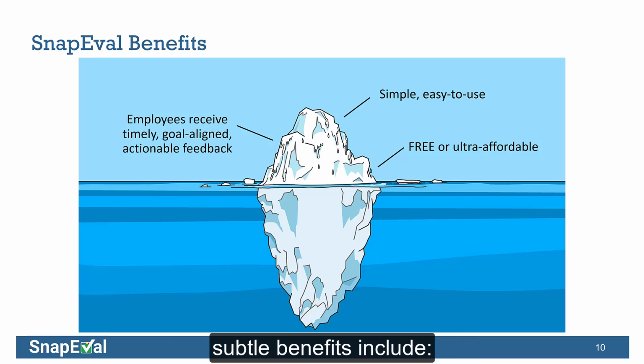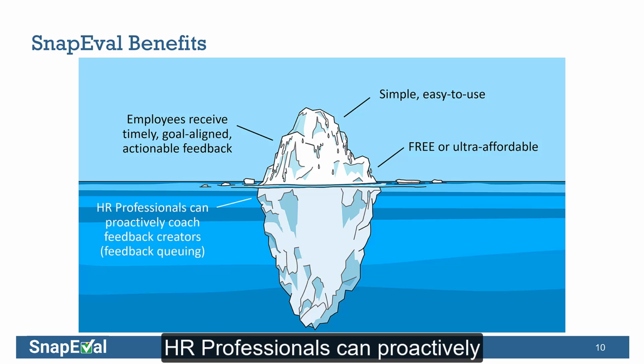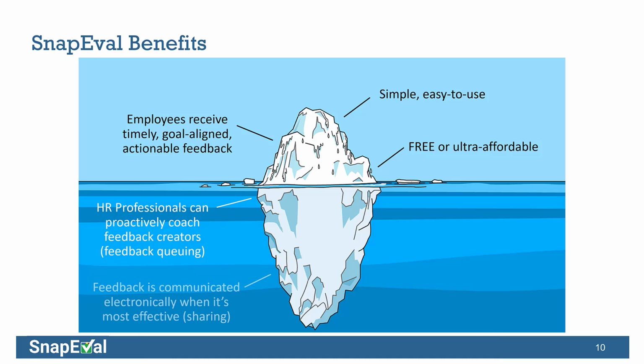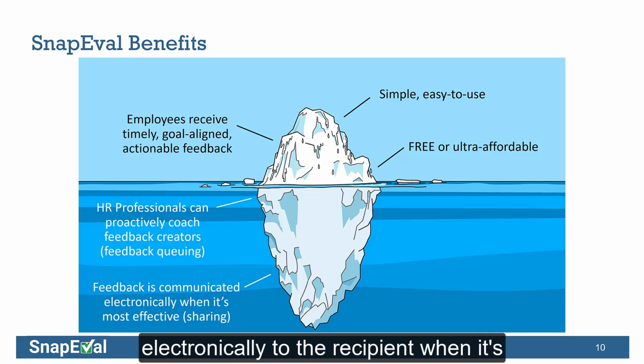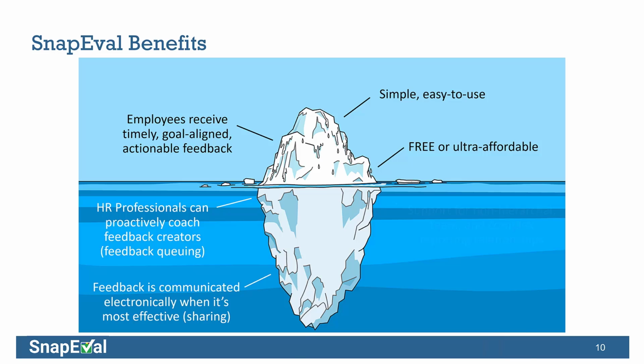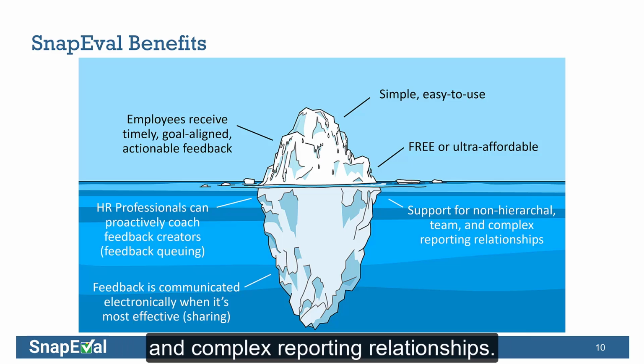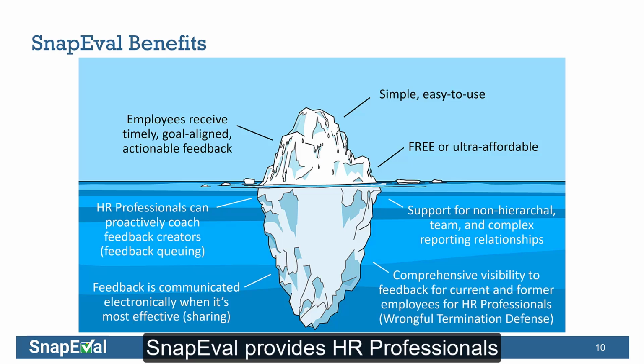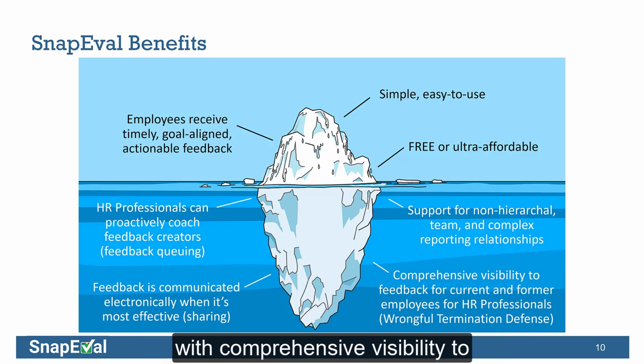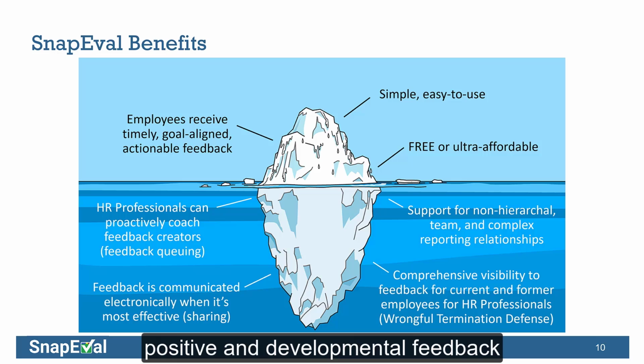Examples of some of the more subtle benefits include: HR professionals can proactively coach feedback creators prior to the recipient receiving the feedback. Feedback can be communicated electronically to the recipient when it's most effective, immediately when it's captured, or at a future point in time. SnapEval supports non-hierarchical, team, and complex reporting relationships. SnapEval provides HR professionals with comprehensive visibility to positive and developmental feedback for current and former employees.